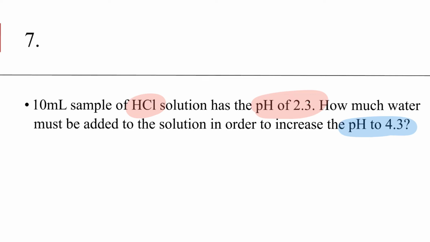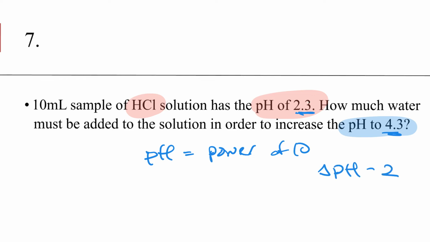Well, remember how we talked about earlier that pH is a power of 10 calculation. So for you to change the pH by 1, you must change the concentration by a power of 10, and so on and so forth. All right, and so here we're trying to change the pH going from 2.3 to 4.3. So the difference between these two, the change of pH, is really 2.